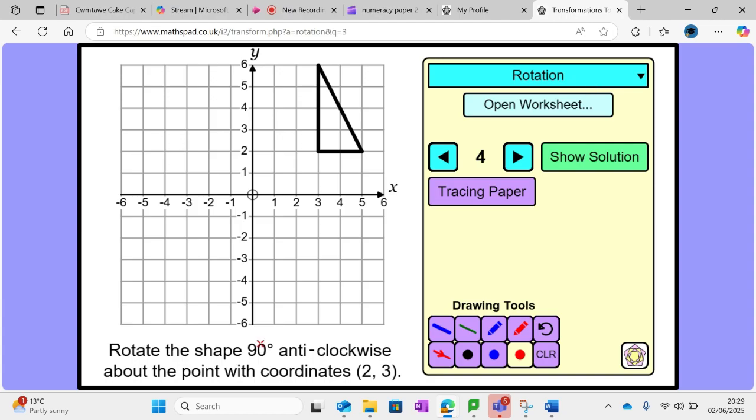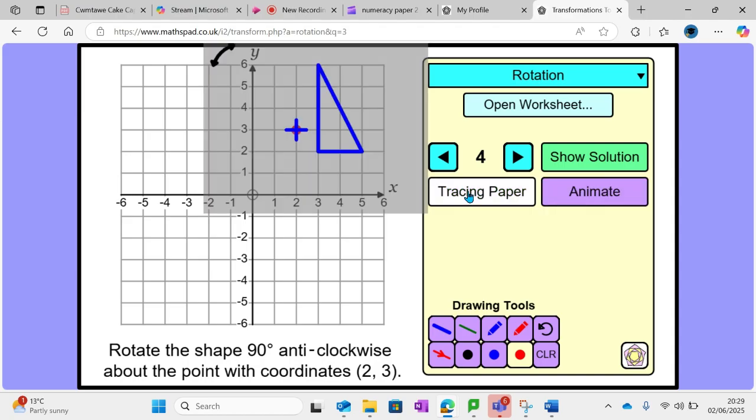So let's look at this question. Rotate the shape 90 degrees anti-clockwise about the point with coordinates (2, 3). Right, how you do a rotation is this. You find the center, 2 across, 3 up, okay? And you put tracing paper over it, and you trace the center and the shape. So a blue cross on the center there and a blue tracing of this.